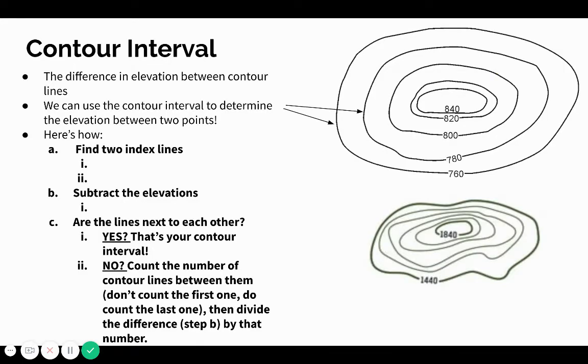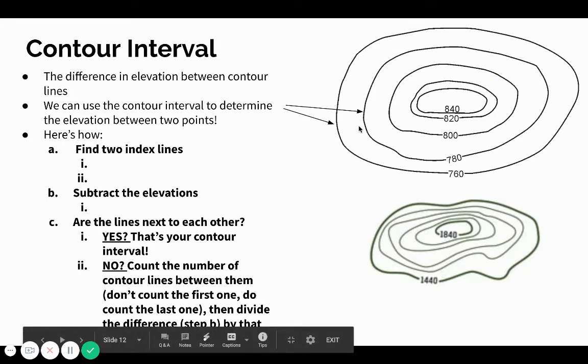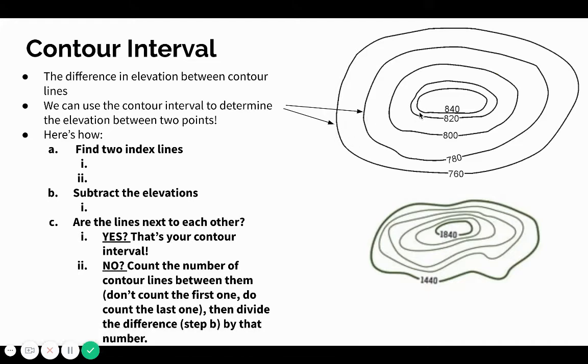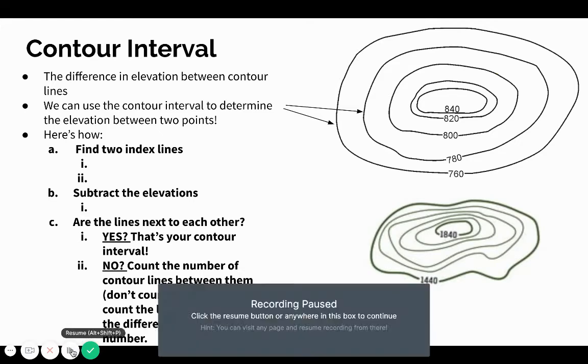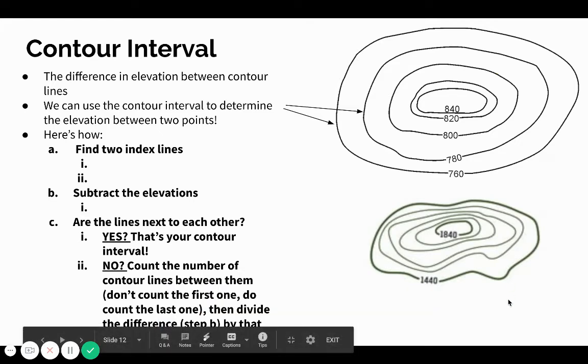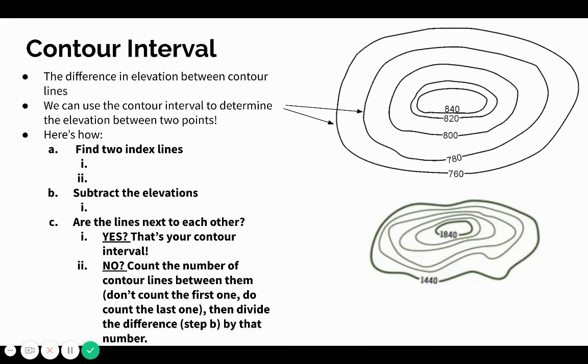All right, now here comes the good part, calculating our contour interval. Now, the contour interval is the difference in elevation between contour lines. So the difference in elevation between these 2 contour lines is the same as the difference in elevation between these 2 contour lines. Doesn't matter if they're far apart or close together. The same amount of elevation is going to be between each contour line. Once we know our contour interval, we can use it to determine the elevation between 2 points. It's cool, right? So here's how we do it with some easy steps.